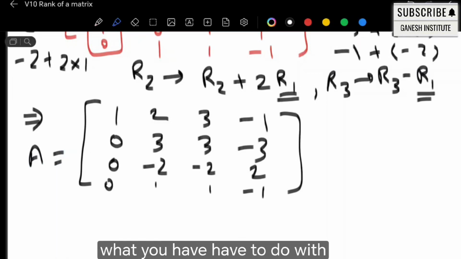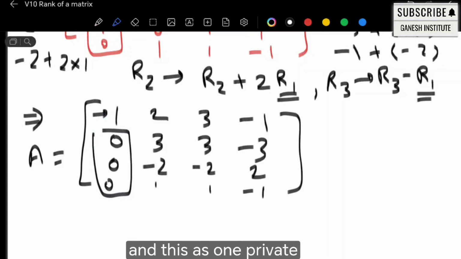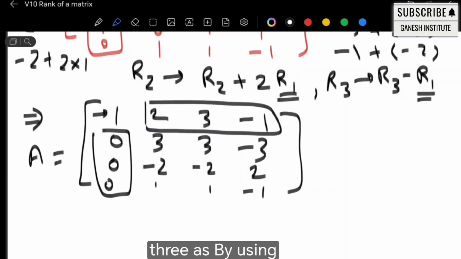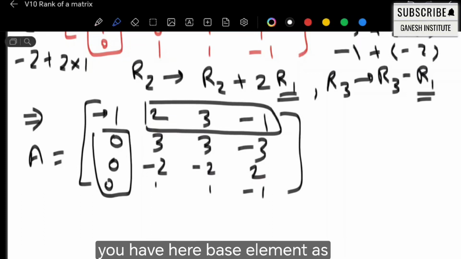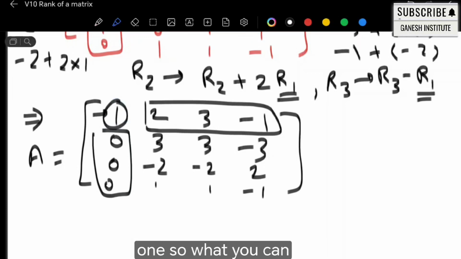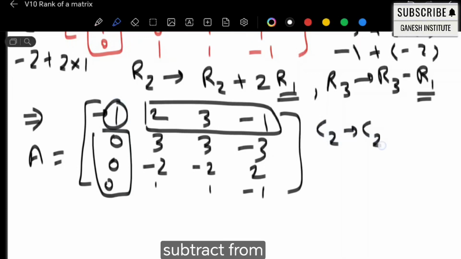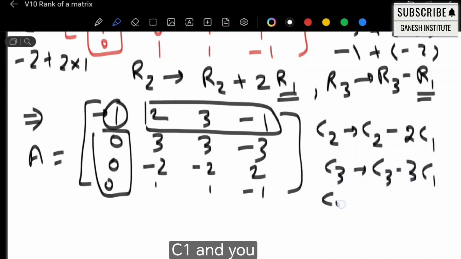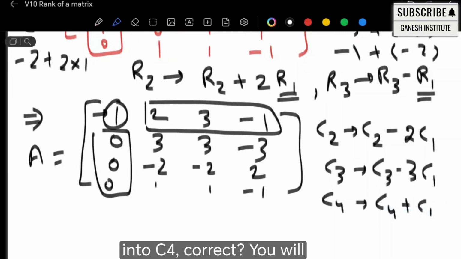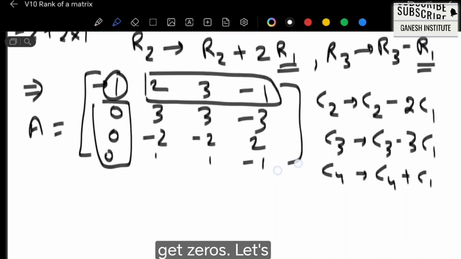Now what you have to do in it? You have created all these as zeros and this as one pivot element. Now similarly, by using column transformation, make these three as zeros. So again you have here base element as 1. So what you can do, subtract 2C1 from C2, subtract 3C1 from C3, and add C1 to C4, correct? You will get zeros. Let's try.